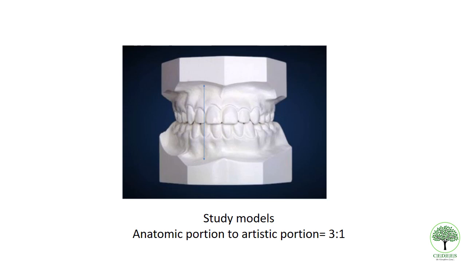Now study models, as you know, are essential diagnostic aids, and in a well fabricated set of study models the ratio between an anatomic portion to the artistic portion is equal to 3:1. You've also had options that say 2:1, but the more popular choice or answer would be 3:1. That is 3 parts of anatomic portion, that is your teeth and the sulcus that have been recorded by your impression, and 1 part of the artistic portion which constitutes your constructed base for your study model, and this has been given by the ABO guidelines.